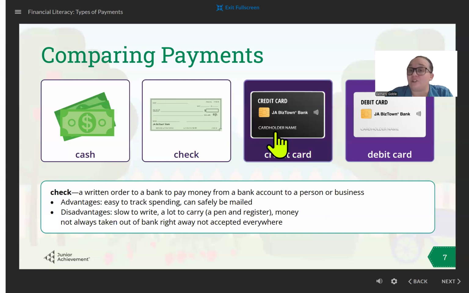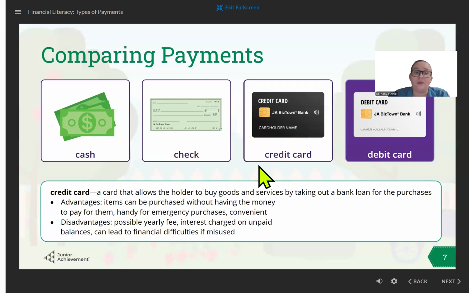Credit card. Now pay attention because there's a difference between a credit card and a debit card. So first we're going to talk about a credit card. A credit card is like if I don't have money to buy something. So again, say I got in a car accident, my car got wrecked, and I need to pay to fix it.